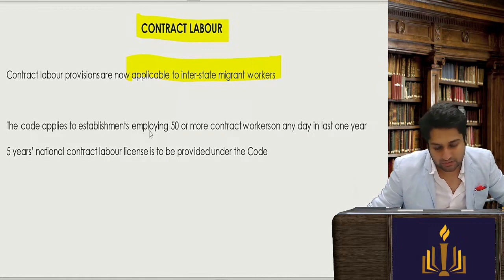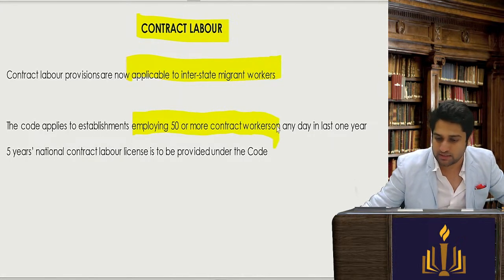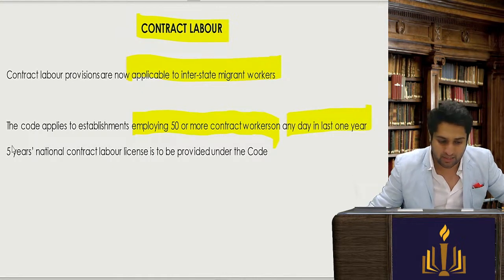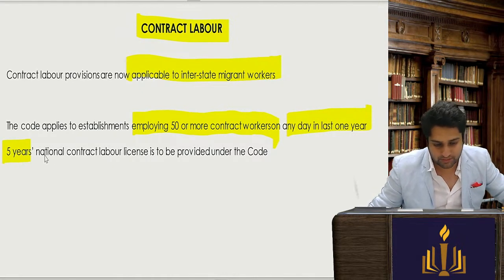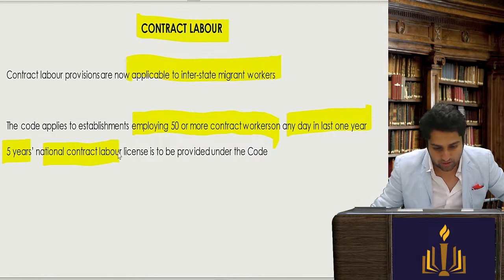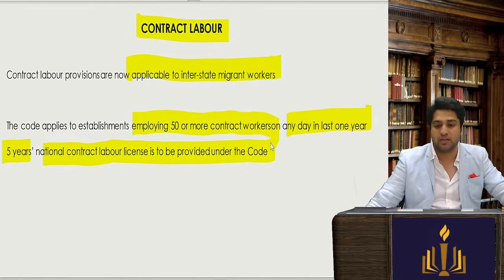Okay, the code applies to establishments employing 50 or more workers on any day in the last 5 years. A national contract labor license is to be provided under the code. So let me explain. So we have a principal employer.